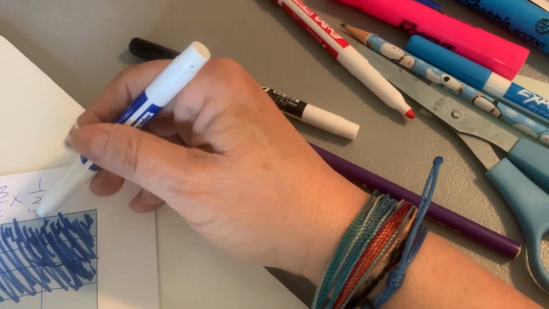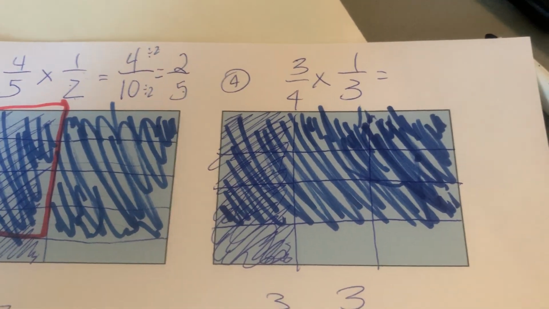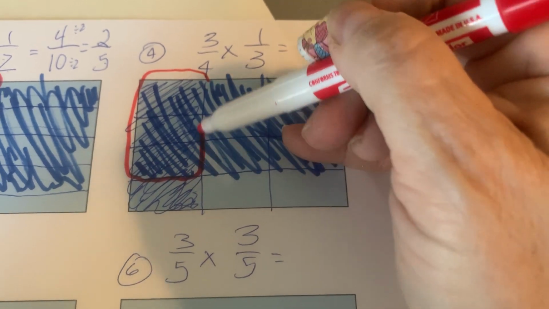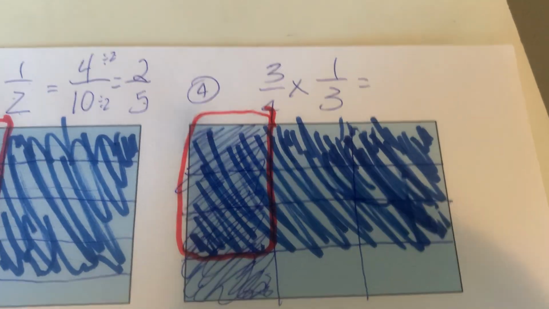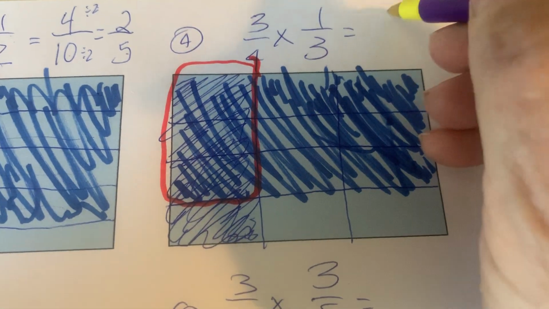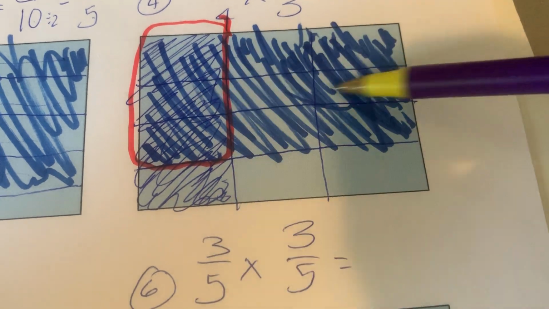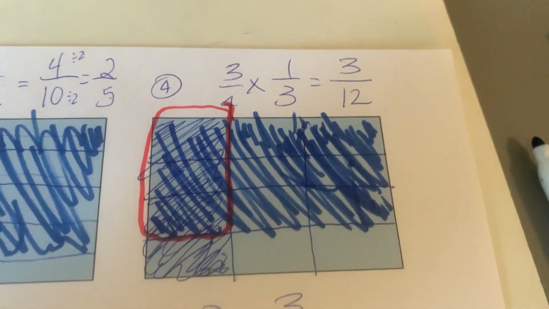All right. And then I'm going to grab my red pen and I'm going to look at my model and see, where do these two shadings overlap? And I can see that they overlap right there. So I count 1, 2, 3 pieces out of how many altogether? 3, 6, 9, 12. So I have 3/12.